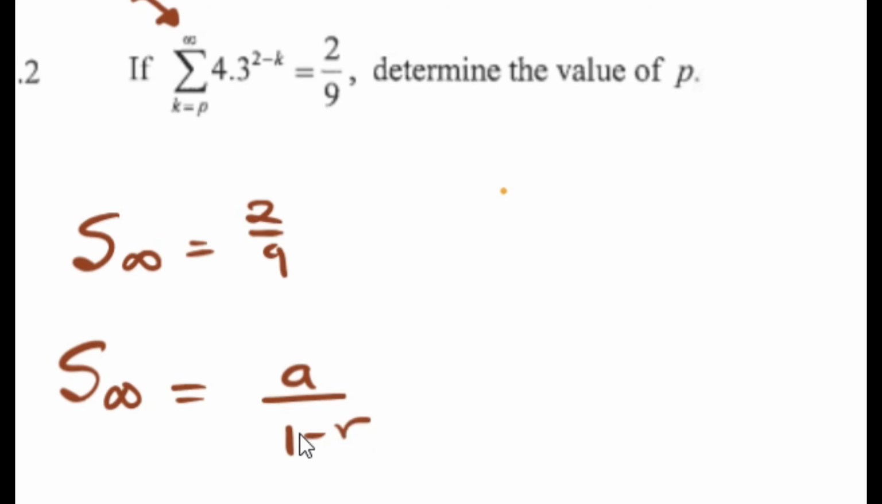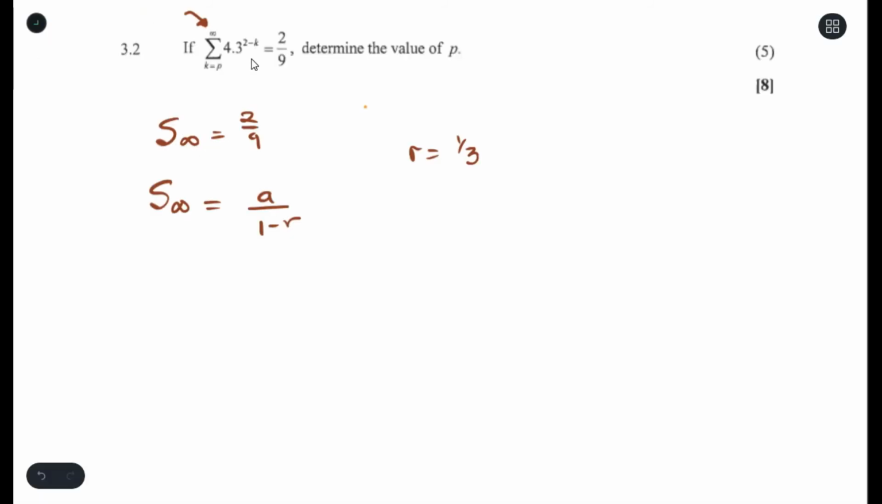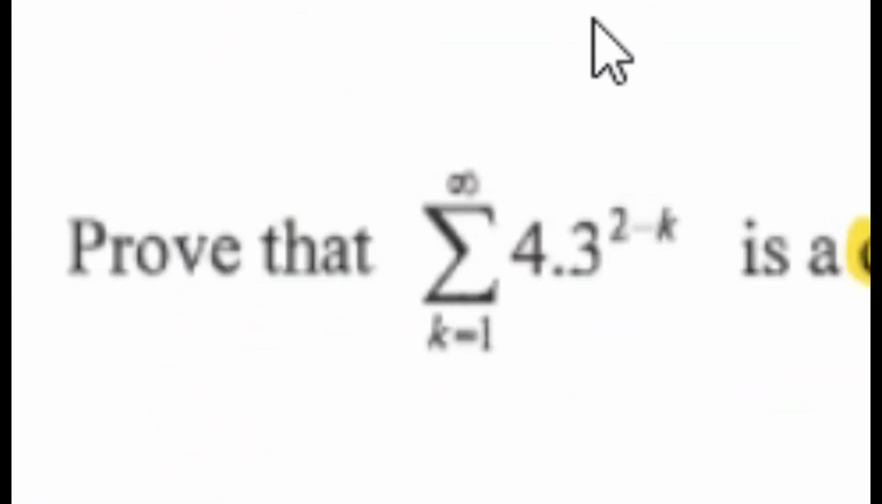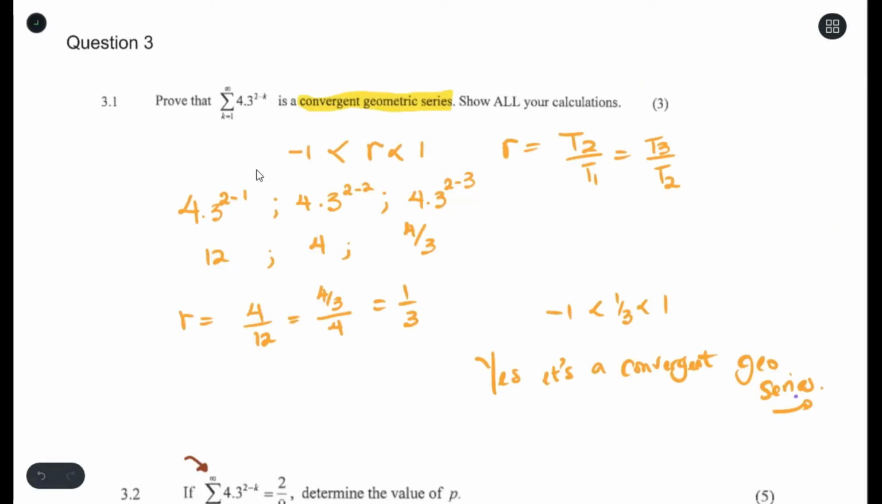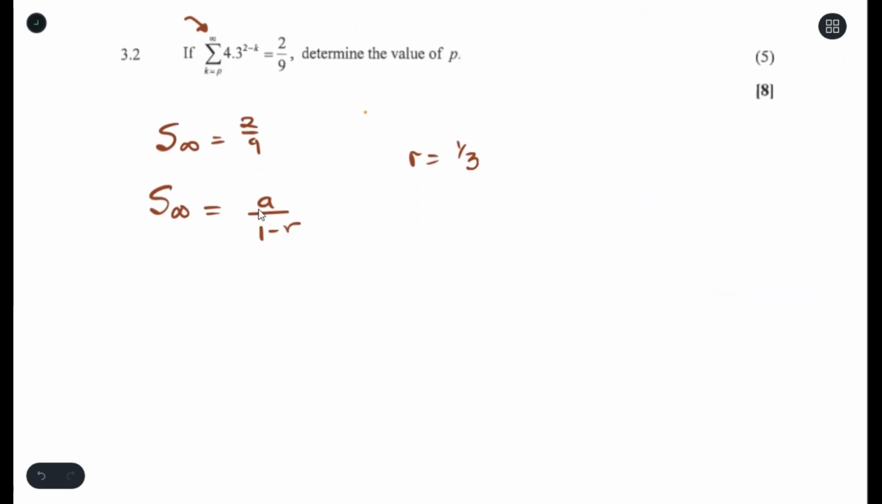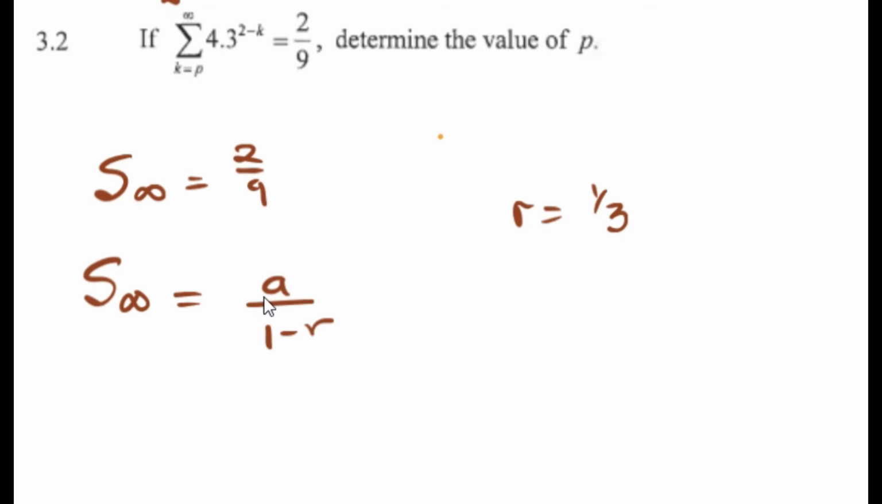Now from the previous question, we already calculated our value for r to be 1 over 3, right? Because the equation is the same. If you look at 3.1, we have the exact same equation, yeah? The only difference is k is equal to 1 instead of p, right? But the overall equation never changes. Now, if the equation is the same, your common ratio also would be the same.